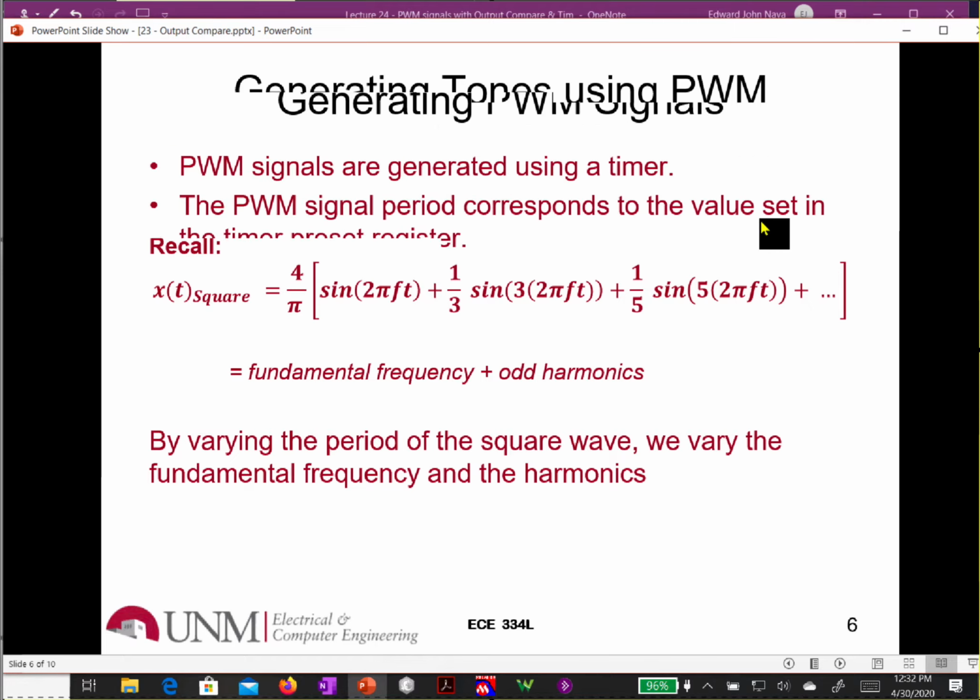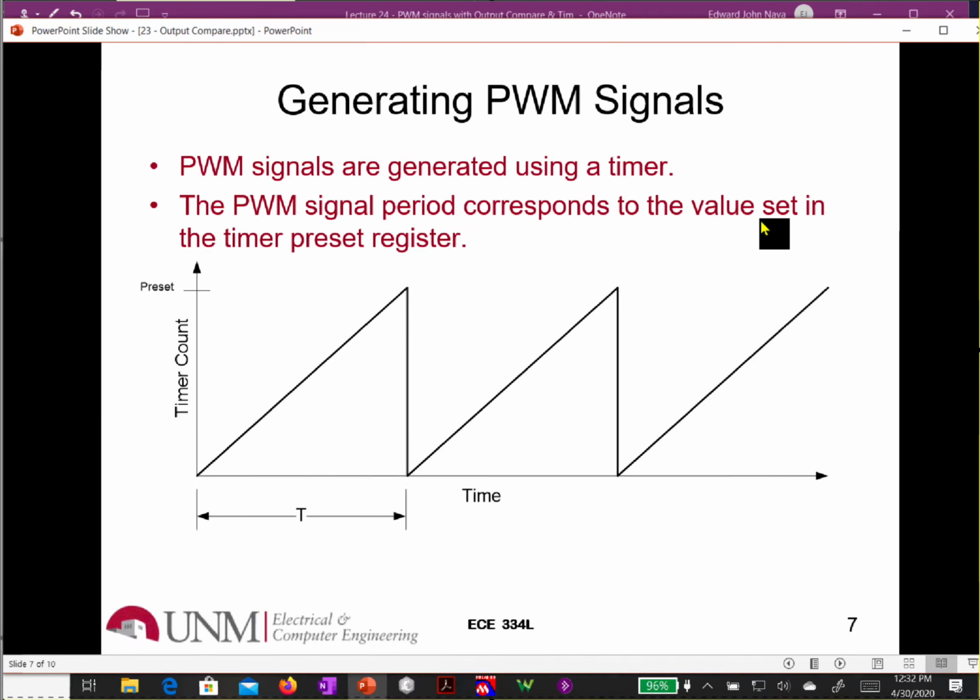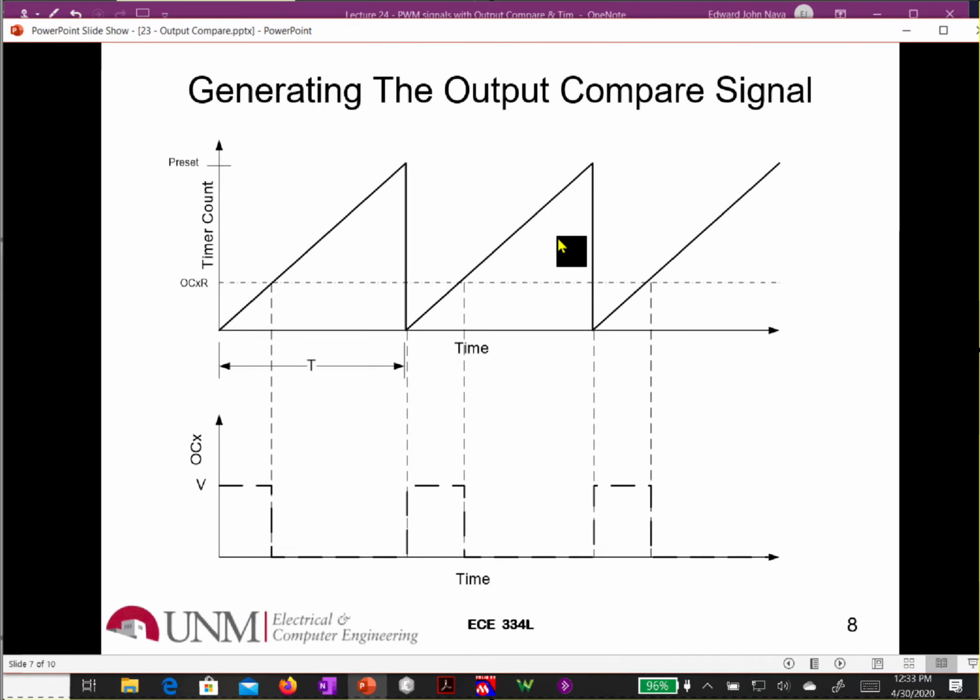So let's refresh our memories on how this works. We're going to use a timer. The timer will count from 0 to the value that's in the preset or period register, at which point it will reset. And this sawtooth behavior happens continuously as long as the timer is enabled. And so we're going to take advantage of this. We're going to use a timer to generate some reference, and our output compare is basically going to compare the value that's in the timer register with the value that's in the compare register.